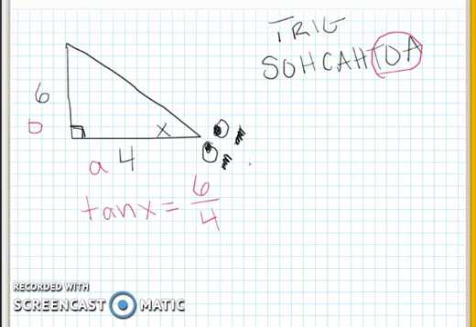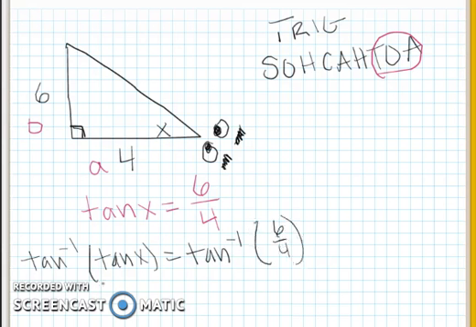Okay, so we're using SOHCAHTOA for everything that we do here. Now, to get rid of the tangent, I need to use the inverse. Okay, so the inverse tangent is what I'm going to take of both sides. I'm going to take the inverse tangent, which is tan to the negative 1, of tan x is going to equal, whatever I do to one side, I have to do the other, the inverse tan of 6 over 4. Okay, this is going to cancel out, so I basically just get x equals this piece here, so I got to plug that piece into the calculator.